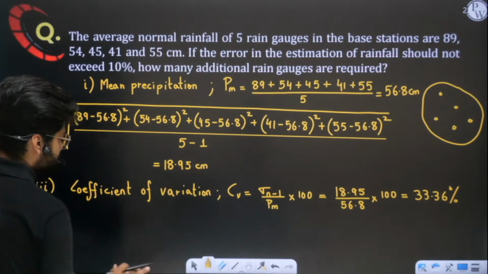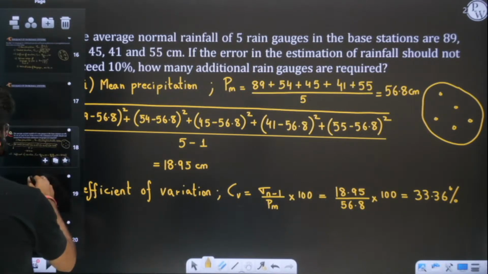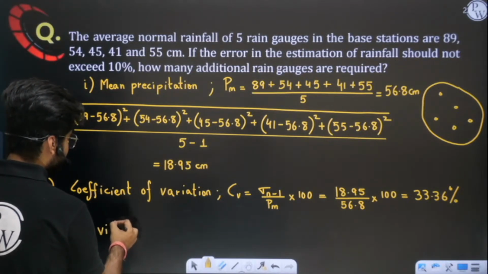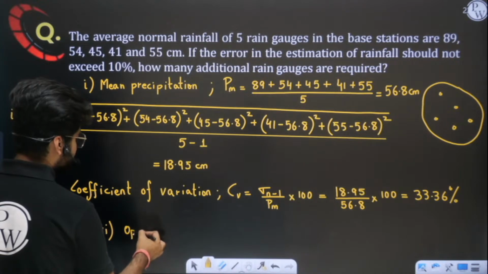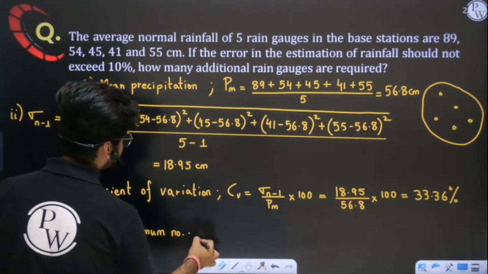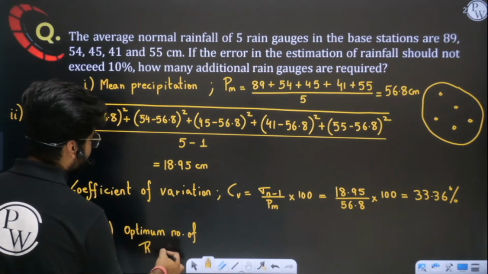Now we have arrived at the last step. How many rain gauges do we require? What is the optimum number of rain gauges for the error to be less than 10%? Tell me what is the optimum number of rain gauges.